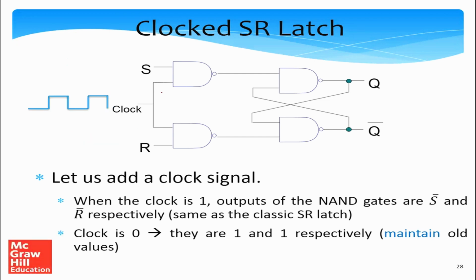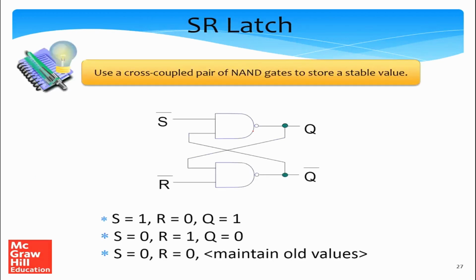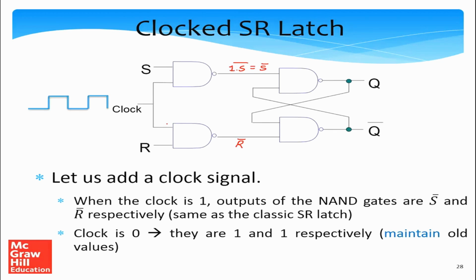So let's take a look at what exactly happens if I have an SR latch with a clock. When the clock is equal to 1, so in a NAND gate, if any of the inputs is equal to 1, in this case, what will happen? The output over here is 1 ANDed with S complement, which is equal to S complement. Similarly, when the clock is 1, the output here is R bar. If I just go back to the previous slide, this is exactly the inputs that were given to an SR latch. So pretty much here, the same inputs are being given.